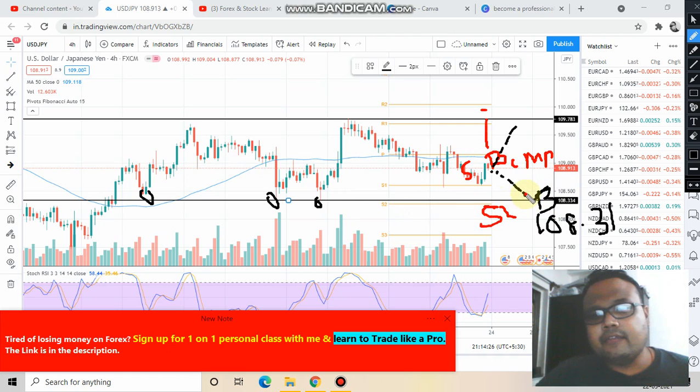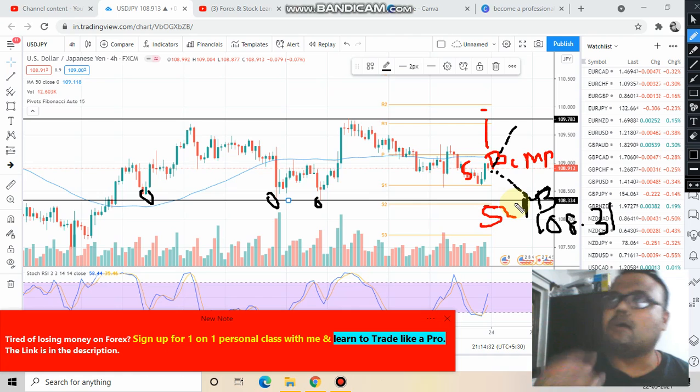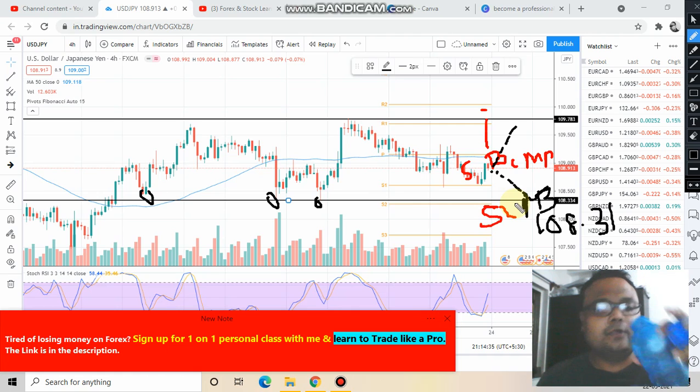On the other hand, if the market crosses this level, do not short the market. I'll tell you later what you need to do. I'll tell you on Monday or Tuesday. As of now, just understand, if the market bounces back from this level, then you can go for a buy order.